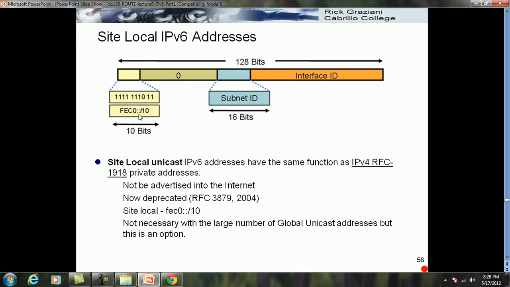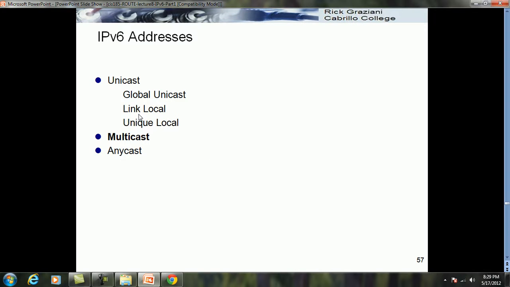So not necessarily with the large numbers of global unicast addresses, but this is an option. We don't require them actually, as we have got so many global unicast addresses, correct? In IPv6, they say I can assign an IP address to each and every human being on earth. So many addresses I can have. I can assign something around 3 million IP addresses in a square inch of earth. Those many IP addresses I can get in IPv6.